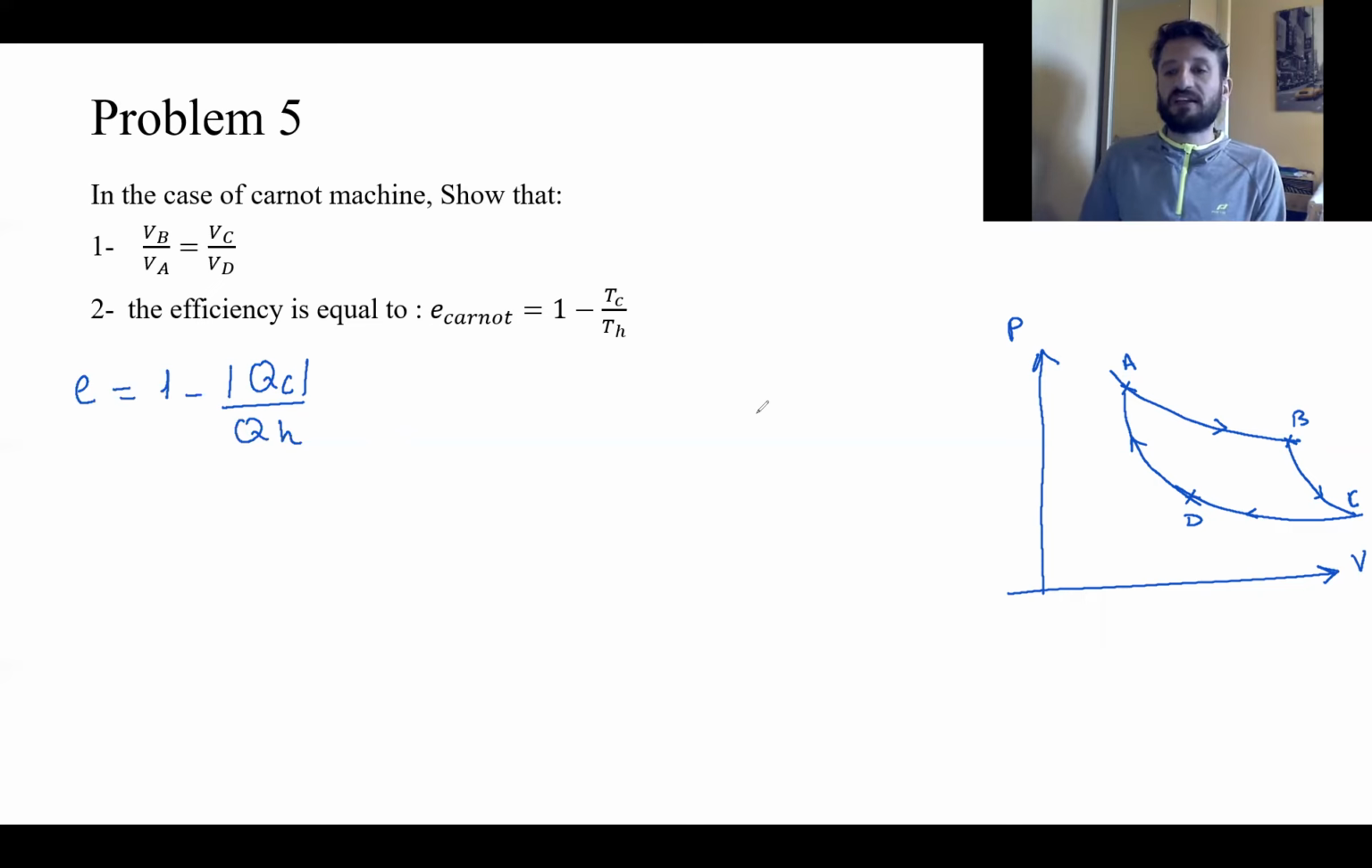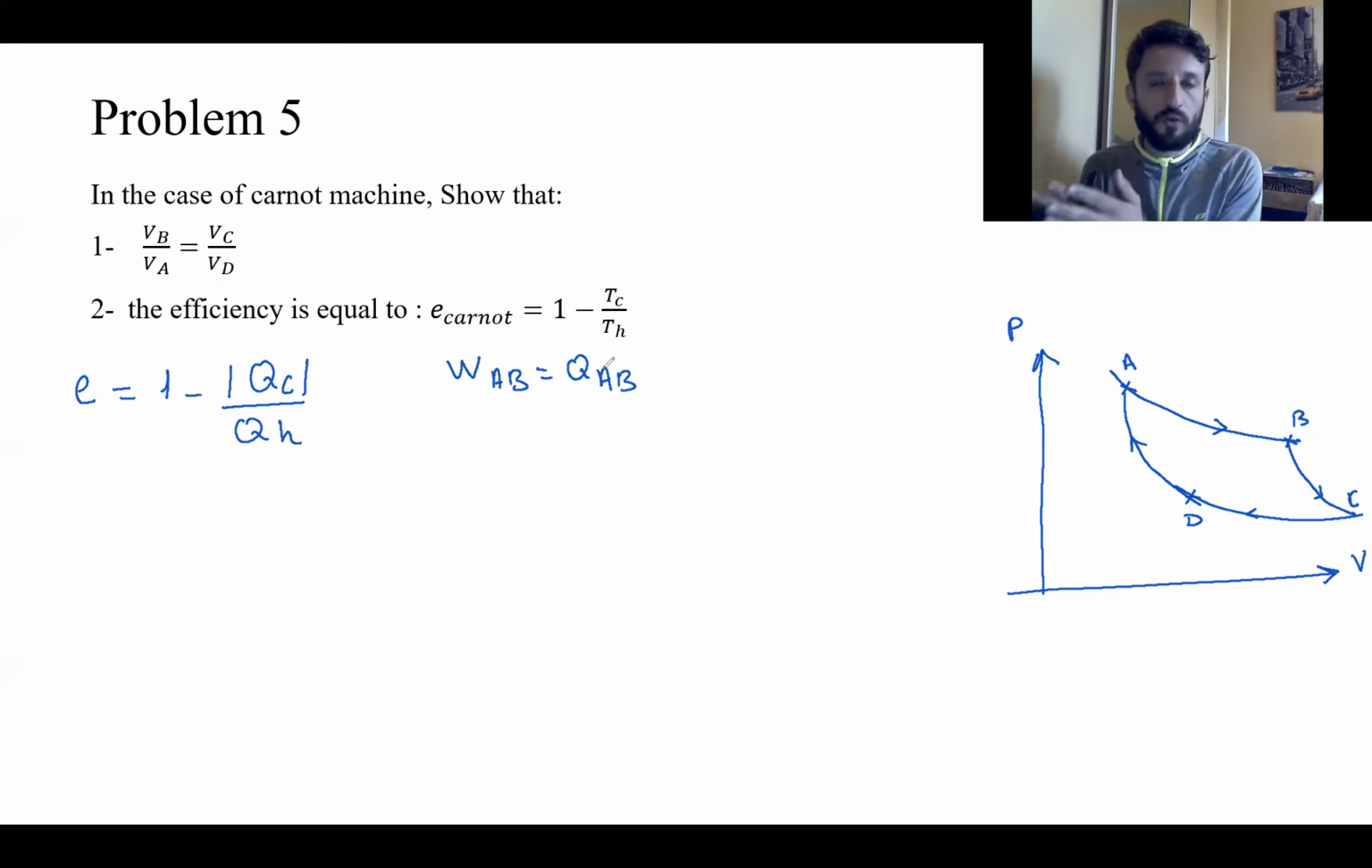In the case of T constant, in the case of an isothermal process, we have omega AB equals to QAB. I don't need to repeat how we can write this. In the case of T constant, delta E equals 0, and delta E equals Q minus omega. So Q equals omega. And the same for CD: delta E CD equals 0, so omega CD equals Q CD.